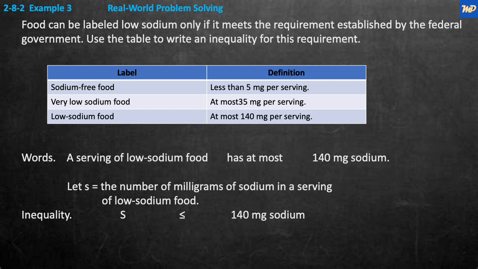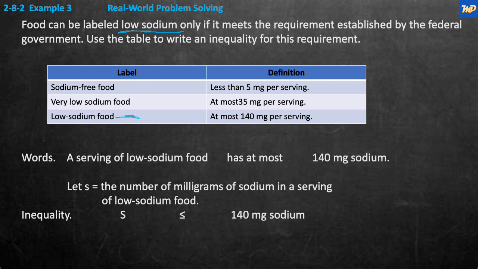Okay, example 3, real-world problem solving. Food can be labeled low sodium. That's the key, low sodium, only if it meets the requirement established by the federal government. Use the table below to write an inequality for this requirement. The requirement we're speaking of here is the low sodium requirement. Because if you look at this, we have sodium-free, very low sodium, and right here we have the low sodium requirement. So we're going to be writing our inequality based on the low sodium requirement.